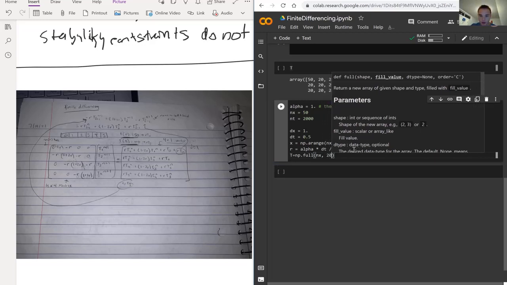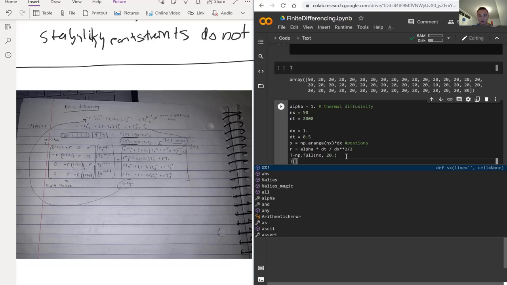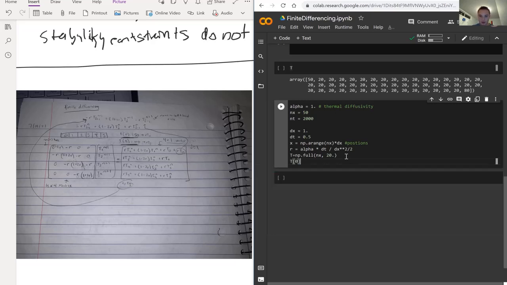So we can just say 20 degrees Celsius for our first one, and then we'll enter that down. And then we need to specify what our first temperature is. So we'll say that our initial left side temperature of our bar, so this will be the index of 0, we're going to say that that's equal to 50 Celsius.